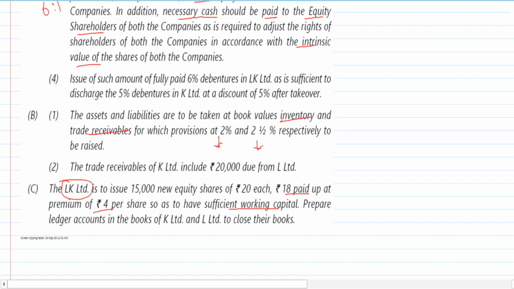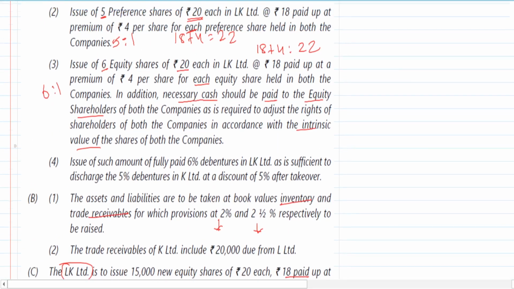But if you see the question, they are saying prepare ledger accounts in the books of K Limited and L Limited to close their books. So we are simply supposed to prepare ledger accounts in the books of K and L. So since we have to prepare ledger for K and L, we don't have to do anything for information C because this accounting entry will be recorded in the books of LK. Well, we have to simply prepare the ledger of K and L. Okay.